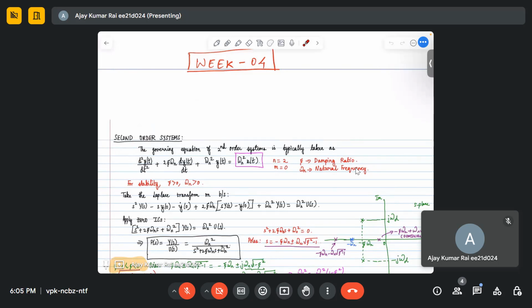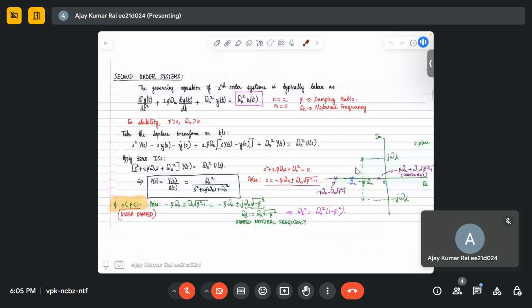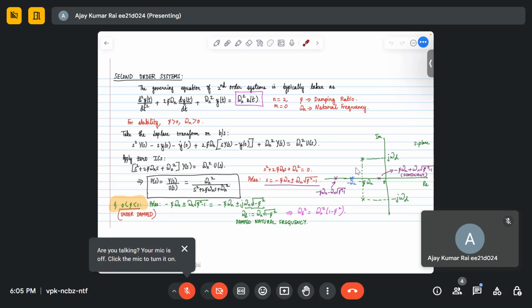If you get the transfer function by assuming all the initial conditions to be 0, you'll get the second order system transfer function in this form. What is important is the denominator, which is also called the characteristic equation, because that's where you get the poles of the transfer function. Based on where the poles lie, our system is defined into categories: underdamped, overdamped, and critically damped.